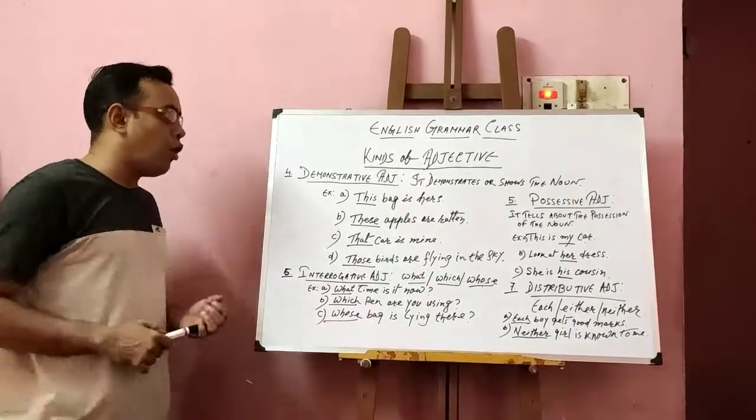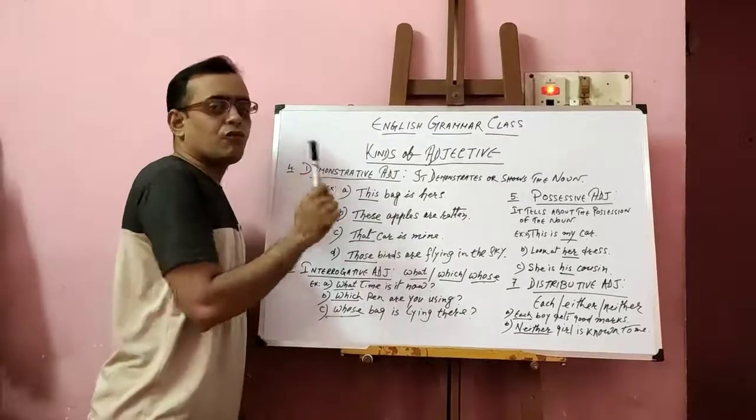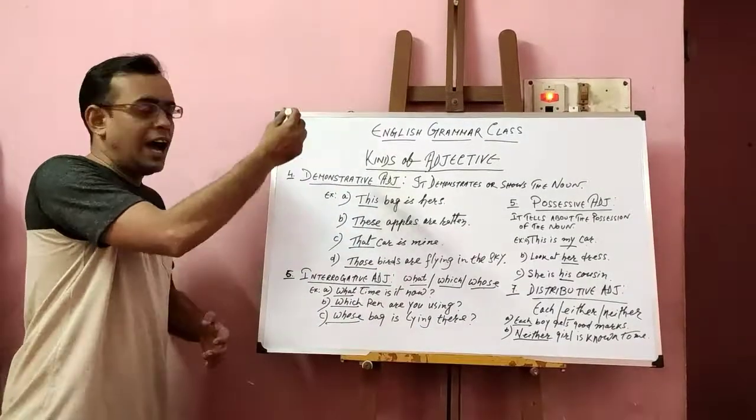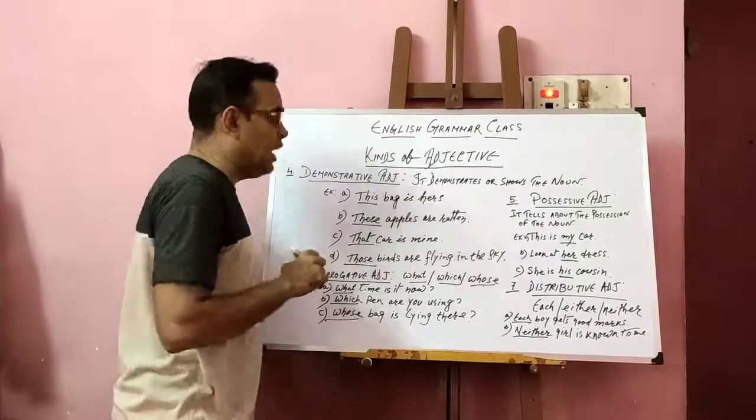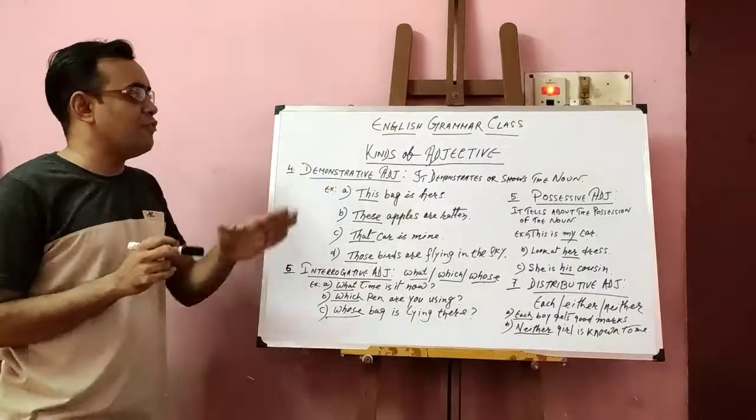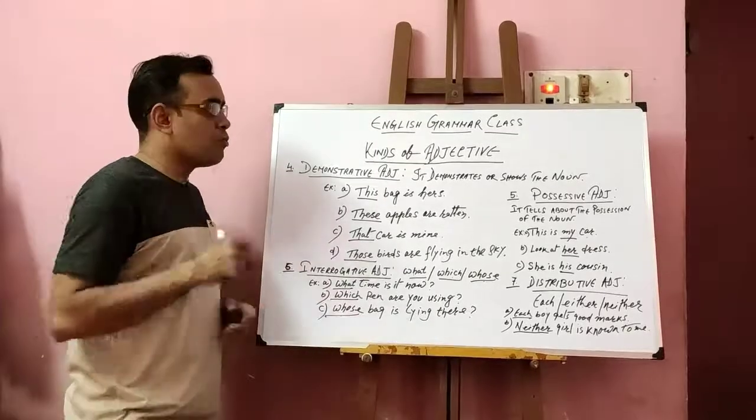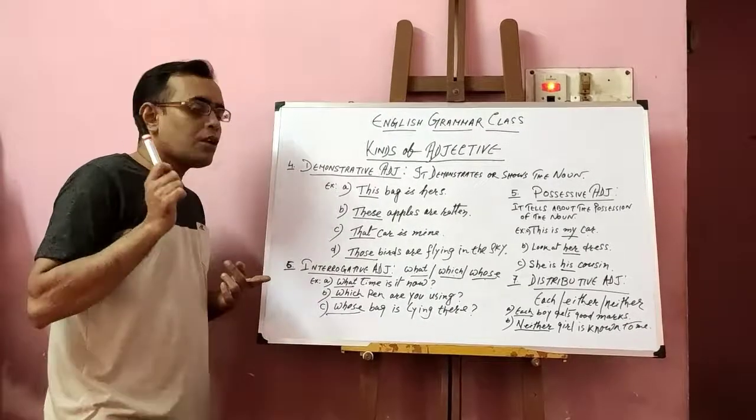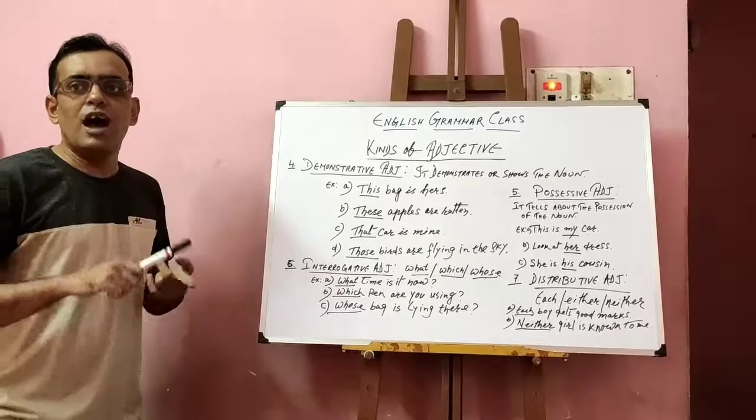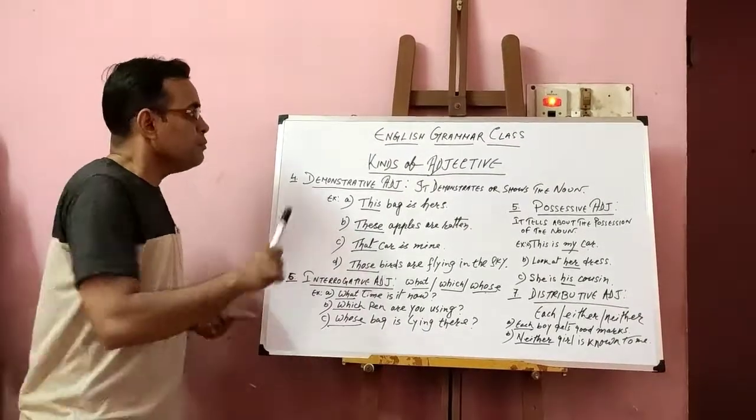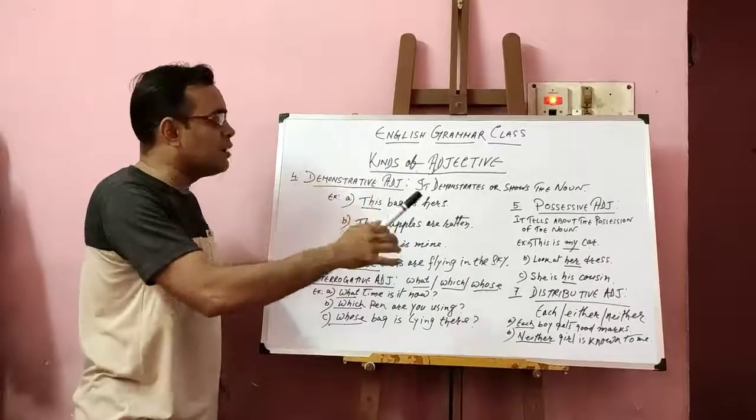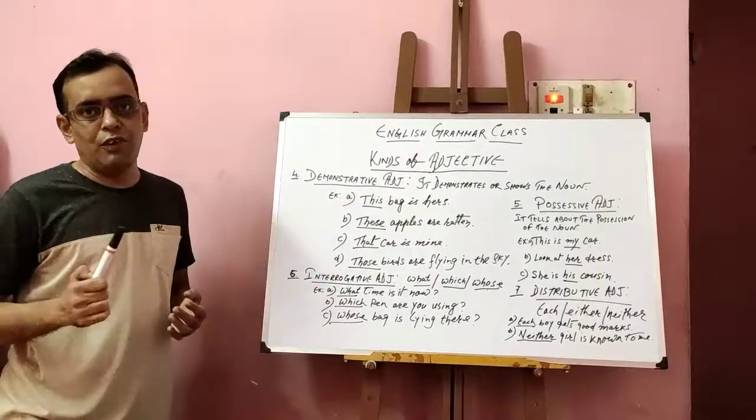Clear? Next we go for the degree of comparison. Each and every adjective is mainly an adjective of quality. Adjectives of quality have three degrees: positive, comparative, and superlative. Three degrees are there. So we will discuss the degree of comparison of adjectives in our next video.